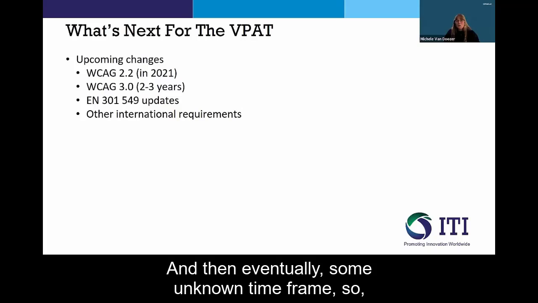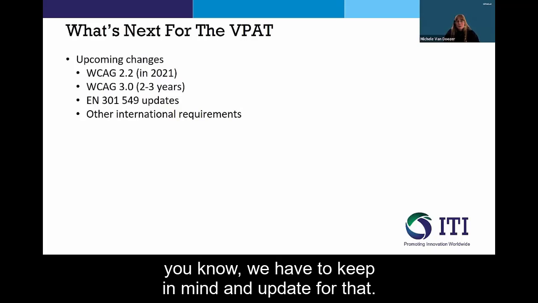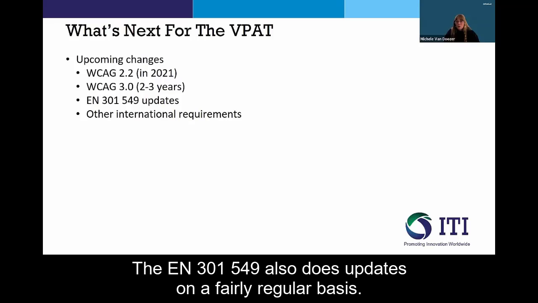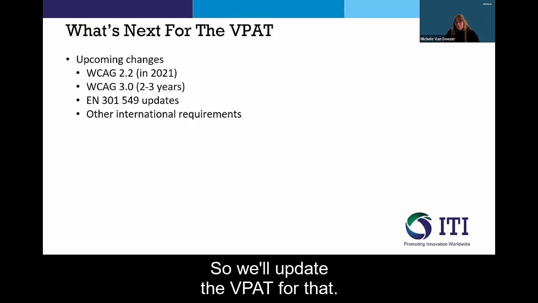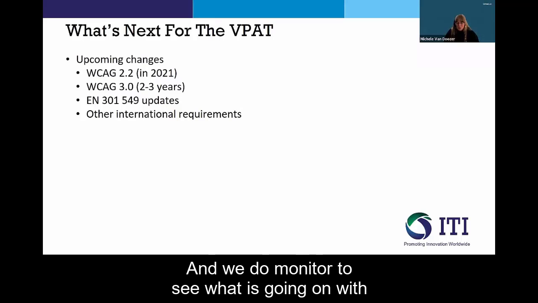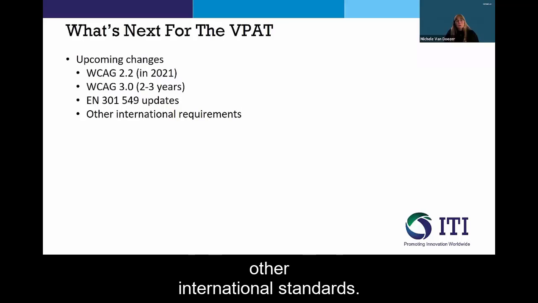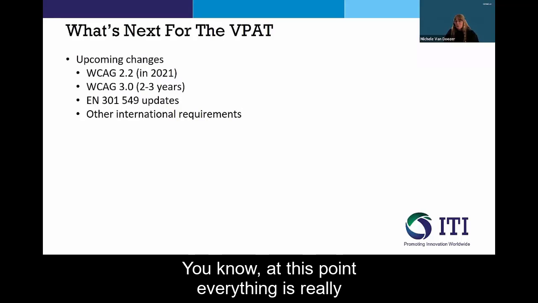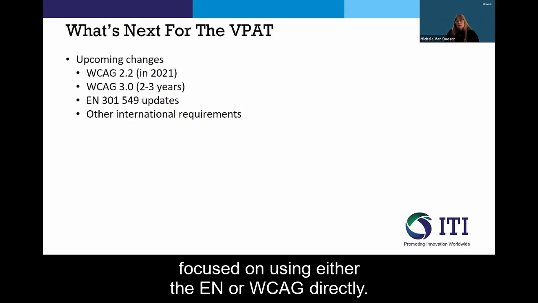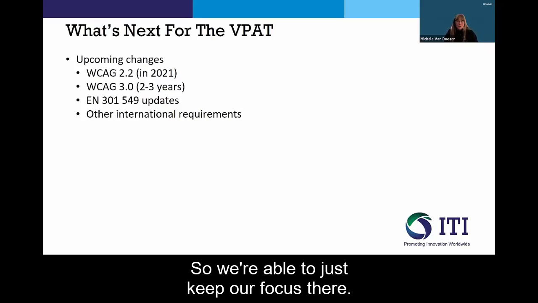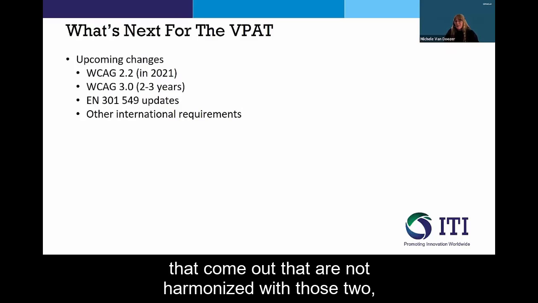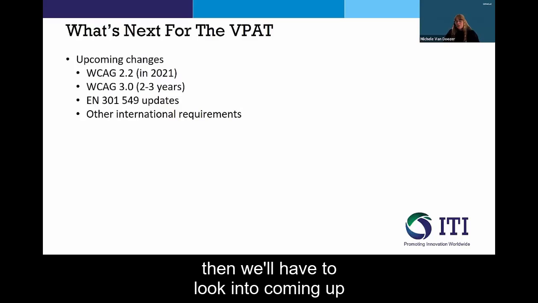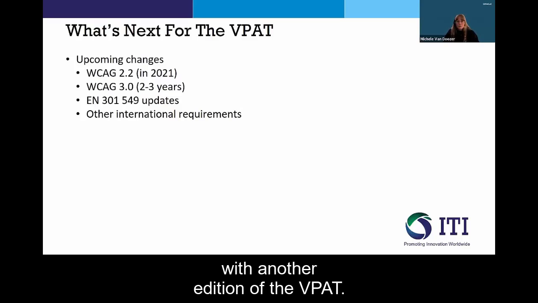And then eventually, some unknown time frame, we have to keep in mind and update for that. The EN 301 549 also does updates on a fairly regular basis, so we'll update the VPAT for that. And we do monitor to see what is going on with other international standards. At this point, everything is really focused on using either the EN or WCAG directly, so we're able to just keep our focus there. But should there be other international requirements that come out that are not harmonized with those two, then we'll have to look into coming up with another edition of the VPAT.